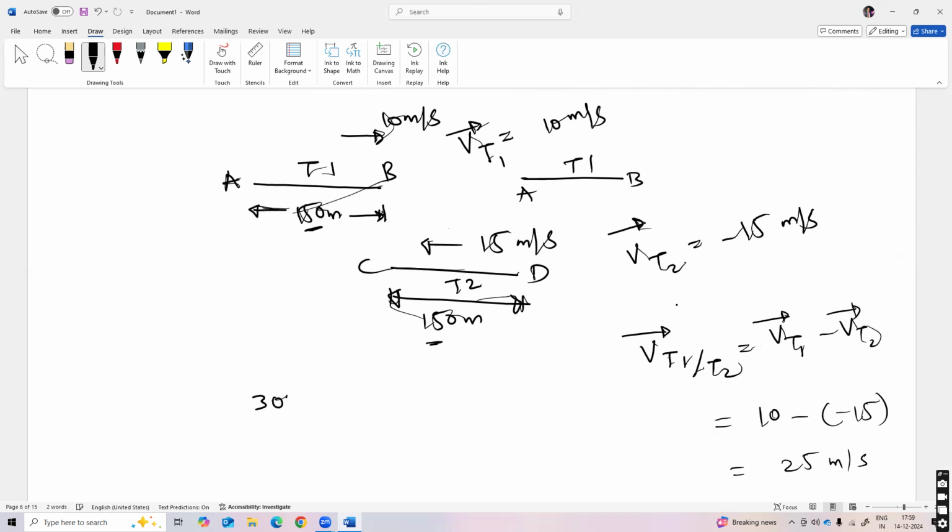So distance is equal to velocity into time. The relative velocity we got is 25, so time is equal to 300 by 25, which again is 12 seconds. So no matter which method you use, you will get the same answer.